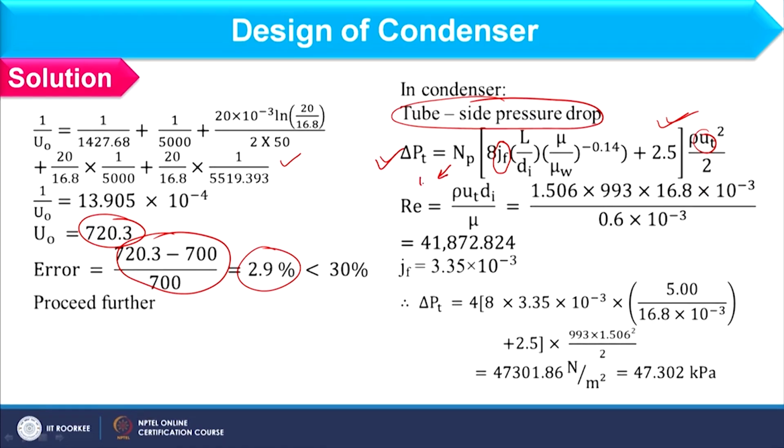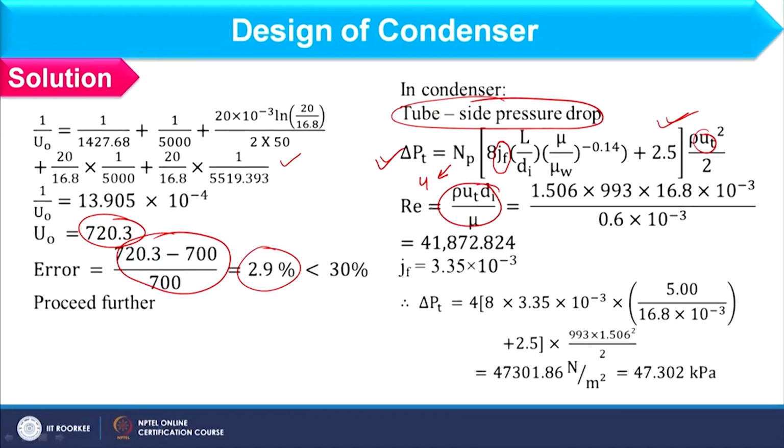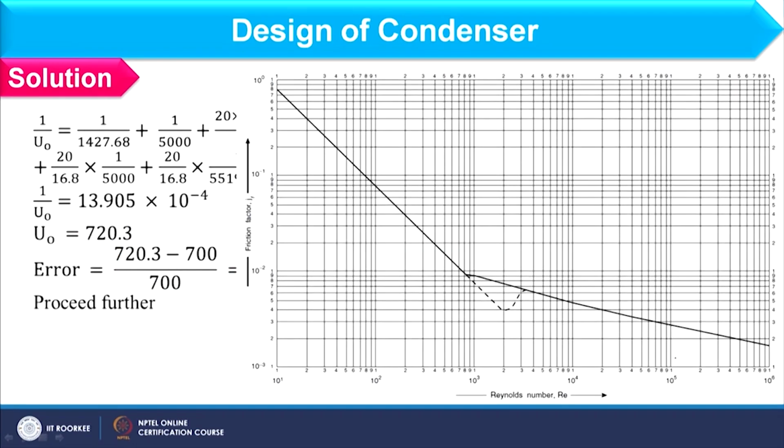And now we have passes as 4, right. So, to find out Jf value I have to find out Reynolds number, and you can use this expression to find out Reynolds number, which comes out as 41872.8, and according to the Reynolds number you can find out Jf value from the graph as this. So, if you see Reynolds number is around 4.1 into 10 power 4. So, somewhere here the value will lie, and you can consider this value as Jf value.